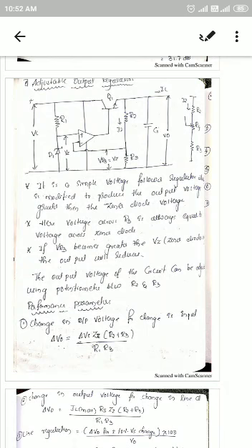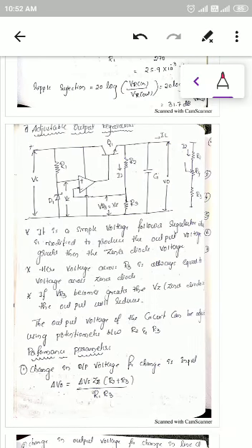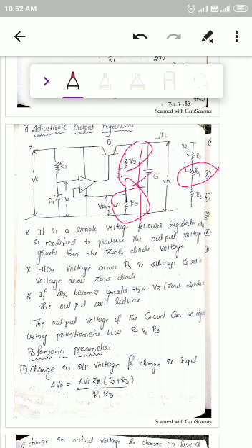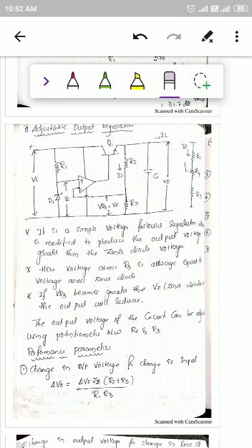So the adjustable output voltage regulator is almost similar to the voltage follower regulator. Here the output voltage is adjusted. At the output point we have two resistances, R2 and R3. If you connect a potentiometer R4, then by varying the potentiometer, you can adjust the output voltage. So that is the difference between the voltage follower regulator and this adjustable output voltage regulator.